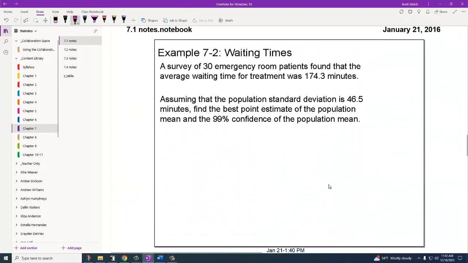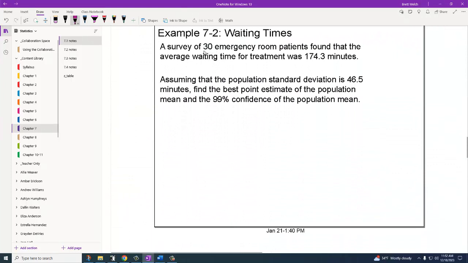Okay. Another example of this would be we've got 30 emergency room patients. That would be my n. The average waiting time for this sample, x bar, is 174.3, and the standard deviation is 46.5. We want a 99% confidence interval. So first, the best point estimate is 174.3. To find the interval, we will take that 174.3 plus or minus. For 99%, the z of alpha over 2 is 2.58.